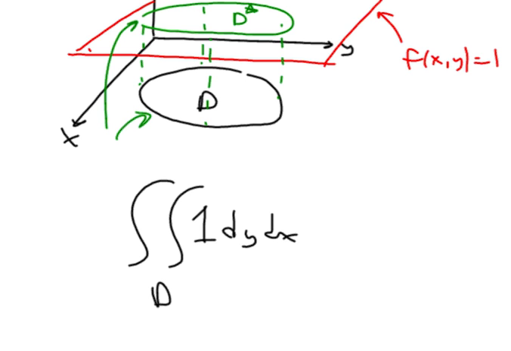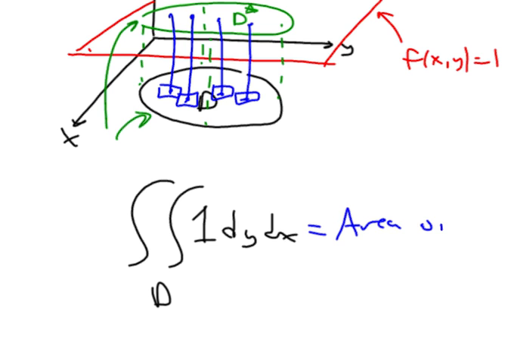Well, what we're really doing is we're taking every point in the region D and we're assigning it a z value of 1. So in essence, every point in the region D gets multiplied by 1. Every little rectangular area down here gets multiplied by 1. And what you end up with is adding up all these little areas, dx dy. Well, this turns out to equal the area of D. Okay, so the double integral of 1 dy dx is the area of D.